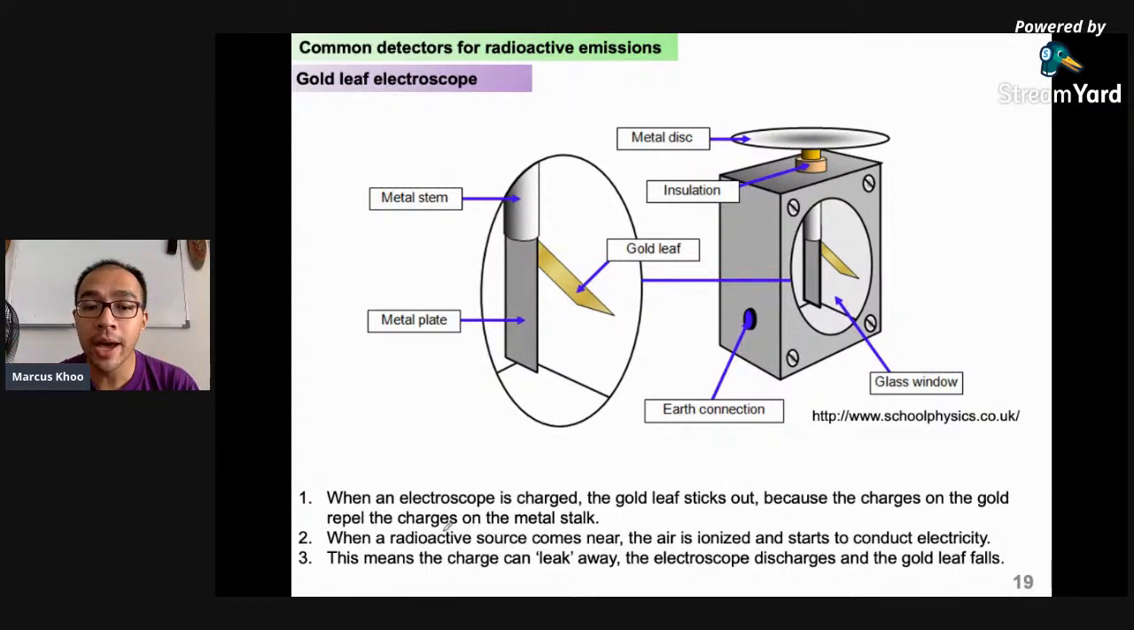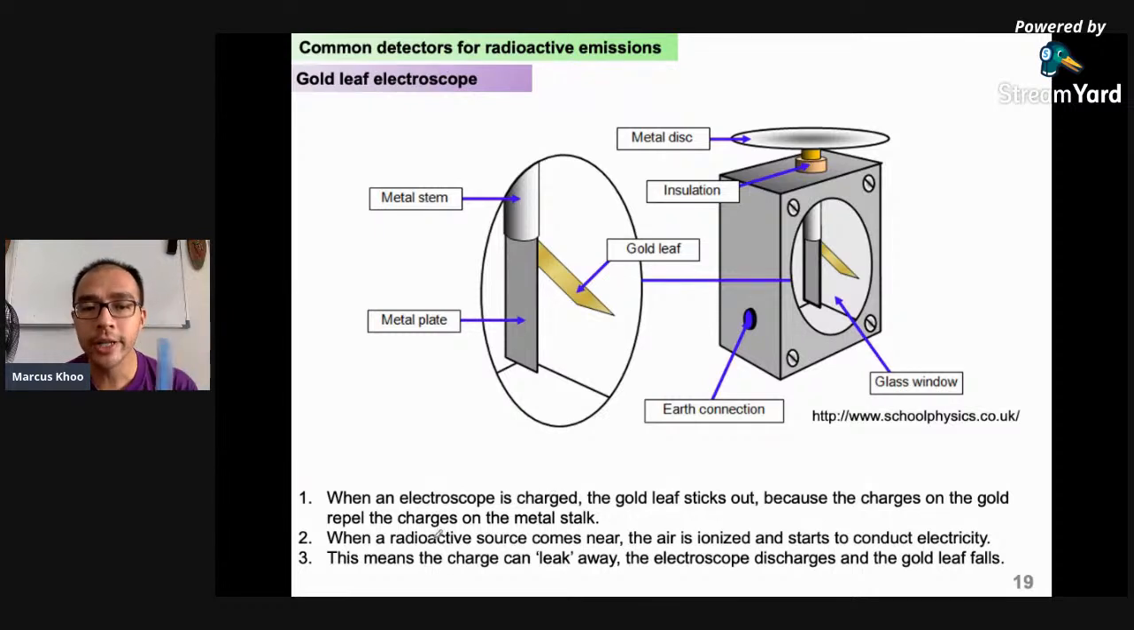The first situation is if we use a charge. For example, if you take a ruler and rub cloth on it, then it becomes charged. When you put it on the metal disc, the gold leaf will stick out if it is charged. But now we're not talking about charges. We're talking about radioactive sources.